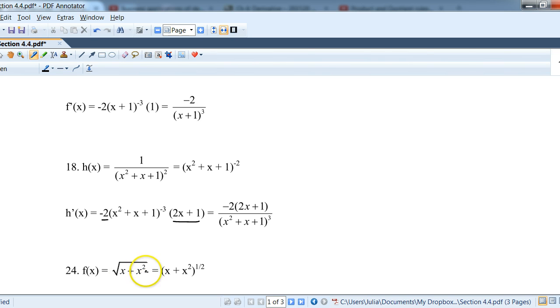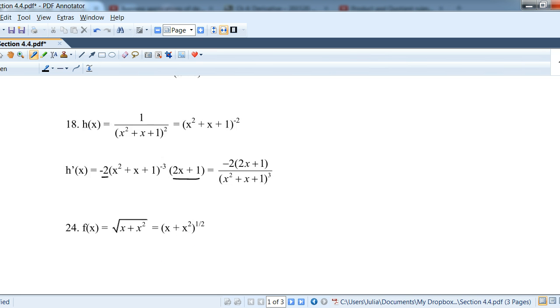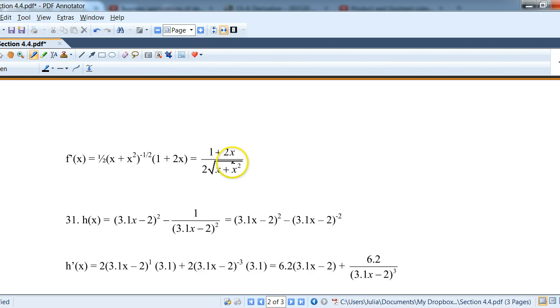Here we have a radical example. Let's take a look real quick. If we have square root of x plus x squared, we can write it as a half power and proceed the same way. How would we do that?